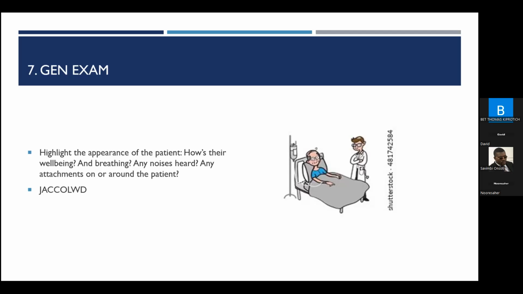Once you're done with the eyes, you've checked for pallor, you've checked for jaundice, you now move downwards to the mouth. Here in the mouth, you can check for pallor again. You can also check for cyanosis, central cyanosis to be more specific. You can also check for dehydration. So with pallor, you can check the dorsum of the tongue.